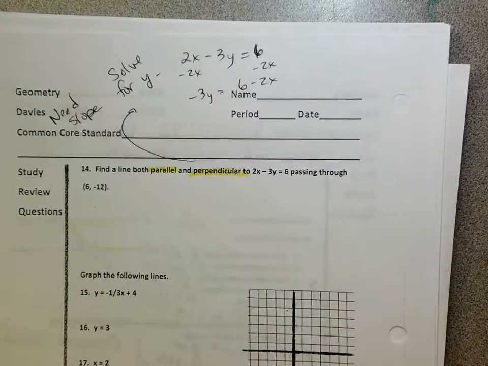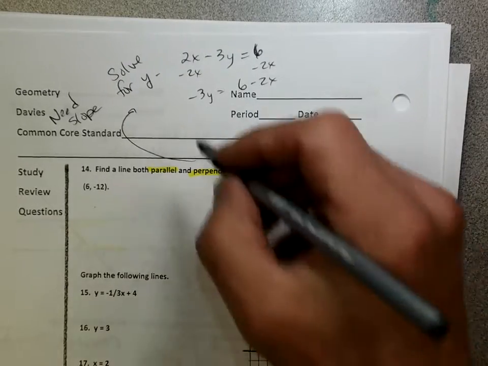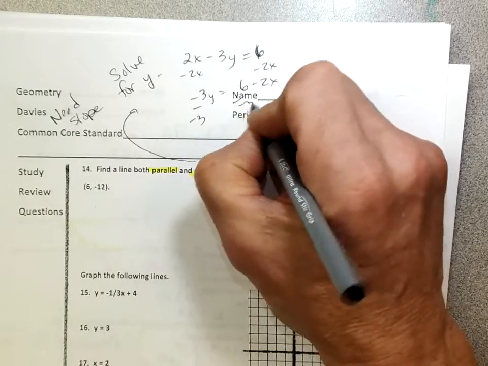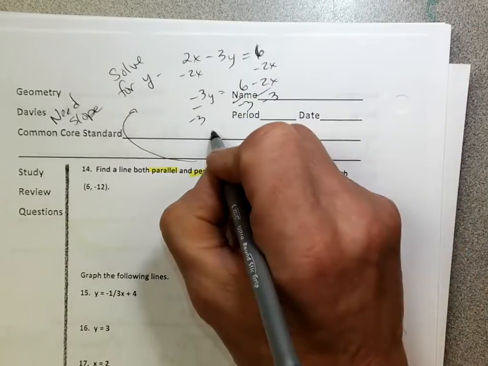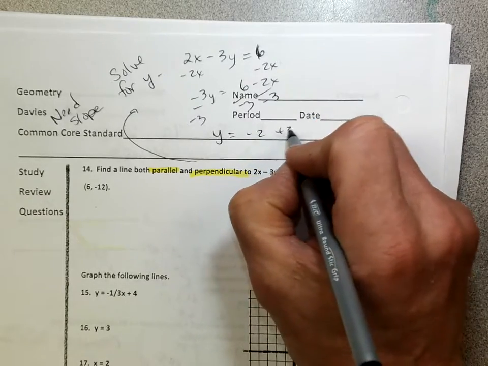Don't subtract those. That's an x. That's a 6, right? Divide by negative 3, divide everything by negative 3, which gives me y equals a negative 2 plus 2/3 x.